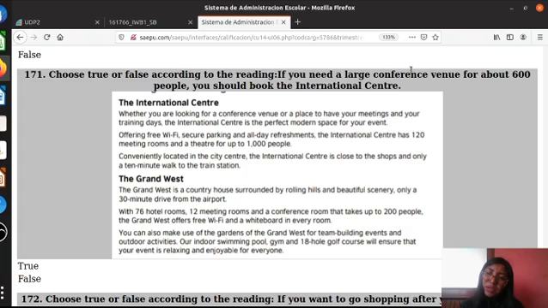Okay, as you notice here, there are two places that you have to choose in order to choose your best event. Okay, ¿qué nos dice la pregunta? If you need a large conference venue for about 600 people, you should book the International Center. True or false? Okay, that is true. According to the capacity of the rooms, de acuerdo a la capacidad de los cursos, ¿no es cierto? De las clases. Si quiero hacer un evento de esta magnitud, so we are going to choose the International Center. So that is true.